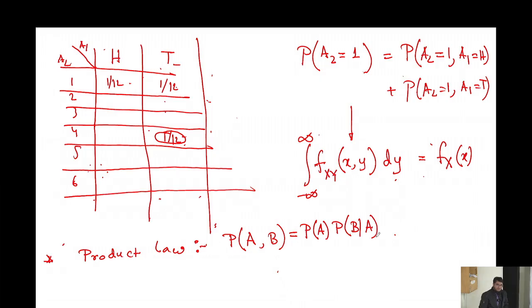A1 comma A2, what was that? A1 was getting a head or tail. A2 was getting a 1, 2, 3, 4, 5, 6 outcome of throwing a dice, right? So probability of A2 given A1 equal to head, let's say. That means A1 head has already occurred. That's certain. That's a data point for you. Given that, what is the probability of A2? And then you can find out different values of A2 and different probabilities.